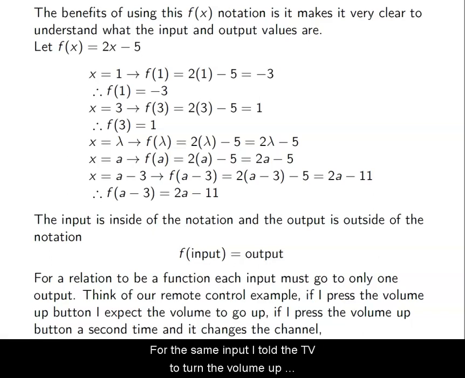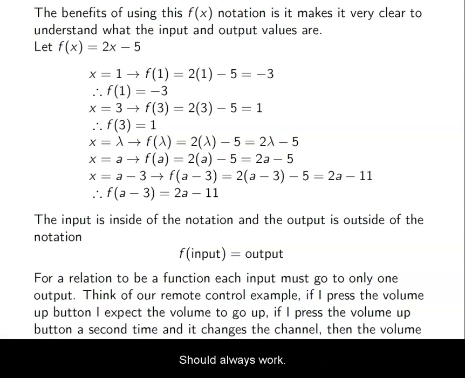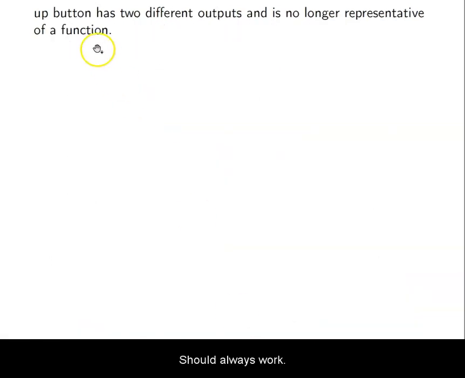I told the TV to turn the volume up twice. One time it worked, and one time it did something completely different. I would say, dang, my remote's messed up or my TV's messed up, right? A function should always work. It has to be reliable.